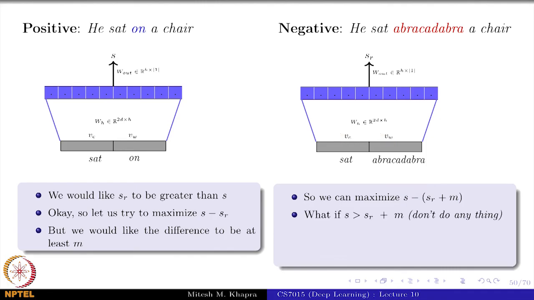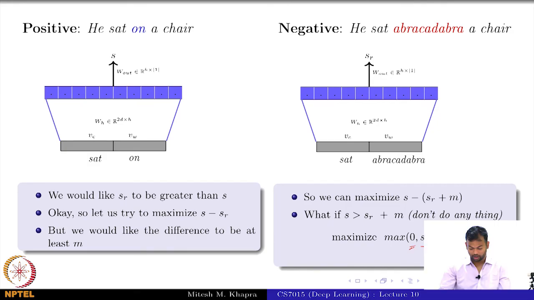So then can you give me the full objective function? Maximize this, but if this condition already holds, then don't do anything. Is that fine? So that's about this. And again observe that we have gotten rid of the expensive softmax computation.